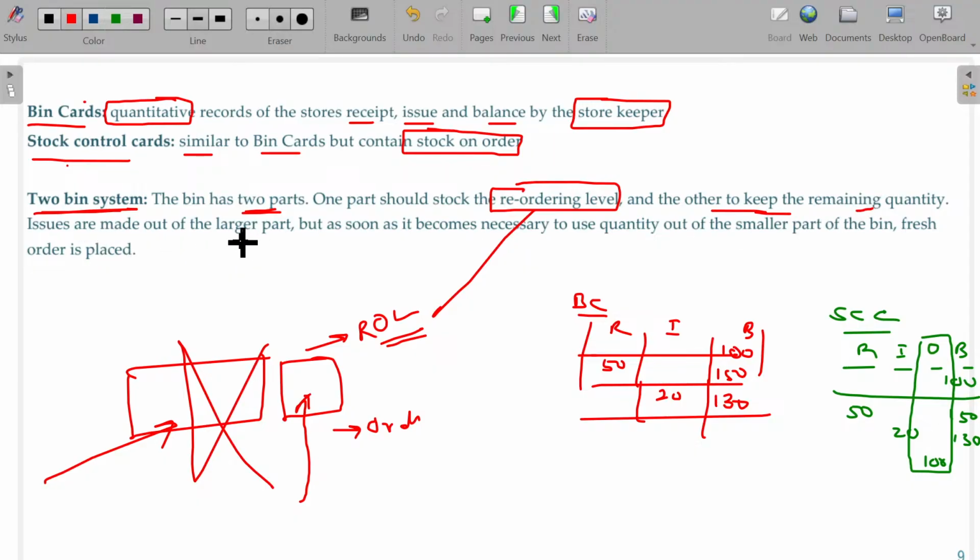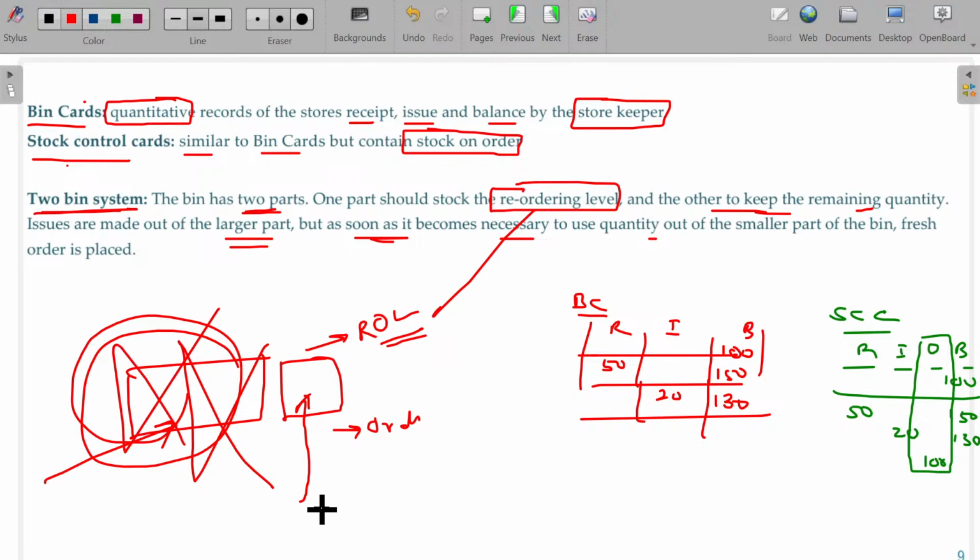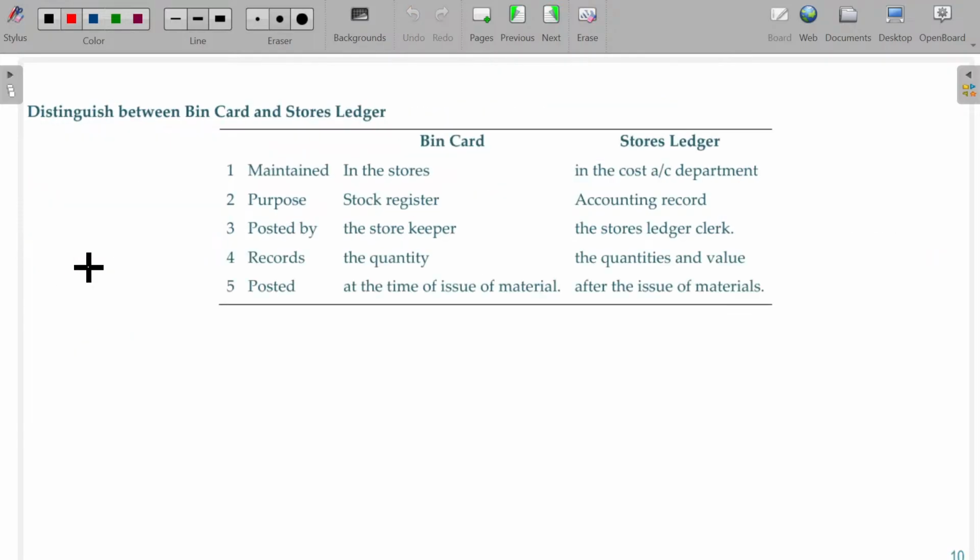Issues are made out of the larger part, so we usually issue from this part. But as soon as it becomes necessary to use the quantity out of the smaller part, once we start using from here, then it's your time to order fresh. Order fresh. Now, you have to understand the difference between stores ledger and bin card.